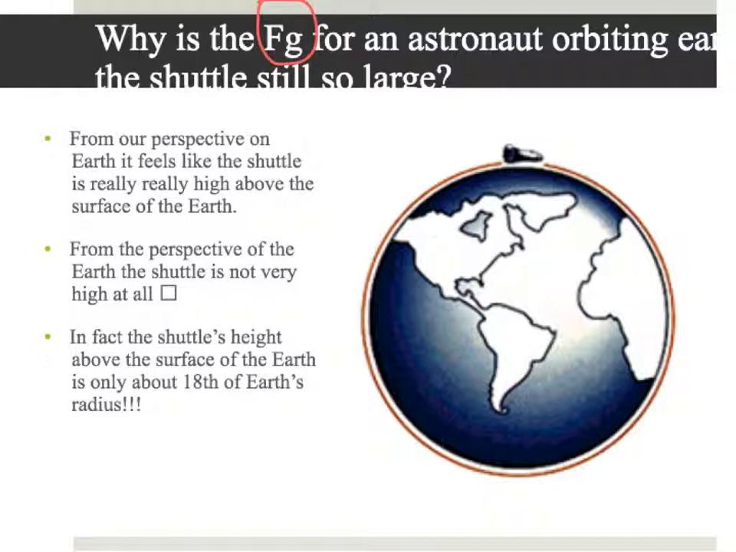And the answer is, from our perspective on Earth, it feels like the shuttle is really, really high. But from the perspective of the Earth to the shuttle, it's not very high at all, right? If this is the distance from the center of the Earth to the edge, going up to the orbit's not that much greater. It's only about 1/18 of the Earth's radius. And so if we're only going up a little bit more versus coming from the center of the Earth out to the edge, we're not going to feel like our force is going to change that much. We haven't changed that distance enough to make a difference in that equation.